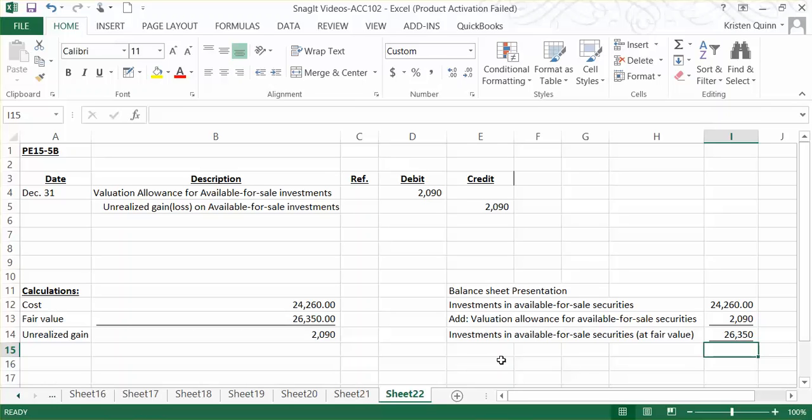Keep in mind that the valuation allowance account did not have a beginning balance. If it had, we would have had to consider that when determining the amount of our adjusting entry. Because again, the valuation allowance account is on our balance sheet, making it a permanent account. Therefore, the balance rolls with us from one year to the next.